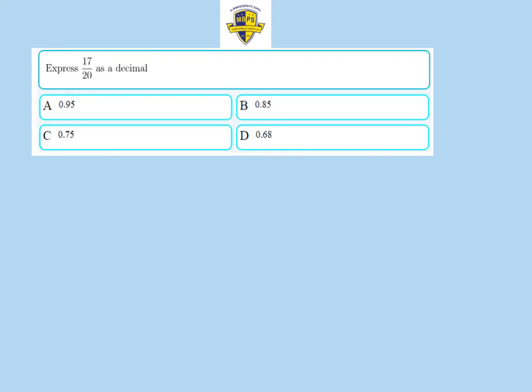The second question. 17 out of 20. Think, how can we make 20 into 100? How can we make it 10? Multiply 5. Excellent. Multiply 5. So now multiply 17 by 5 and 20 by 5. What is the answer?